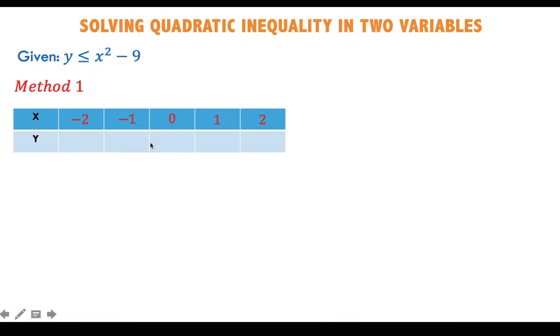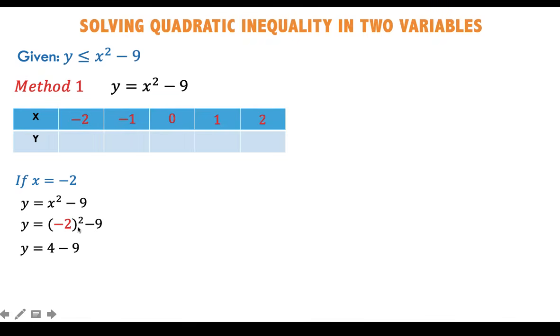After setting up a table, just simply change the quadratic inequality into a quadratic equation. The reason is we just want to find the boundaries of our graph. So in here, to find the corresponding values of y, we'll set x is equal to -2. Using this equation, we will just simply replace x with -2.